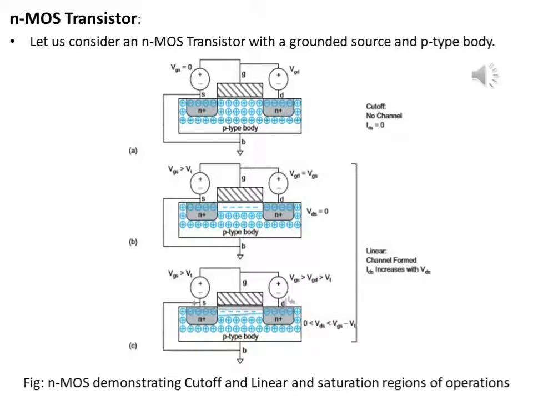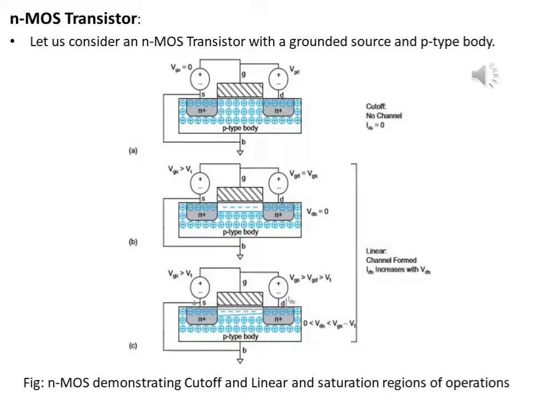Here the transistor consists of the MOS stacked between two n-type regions called the source and the drain. In the figure you can observe there are two n plus regions, source and the drain. As we know, depending on the voltage applied to the gate, the current between source and the drain is going to be controlled. So the same procedure we are discussing here.